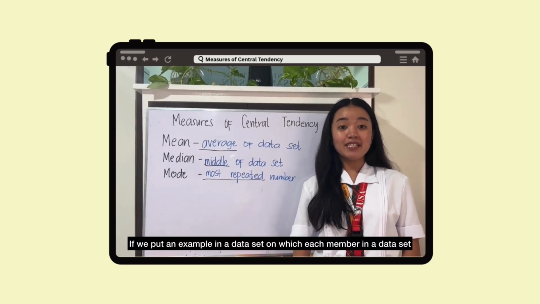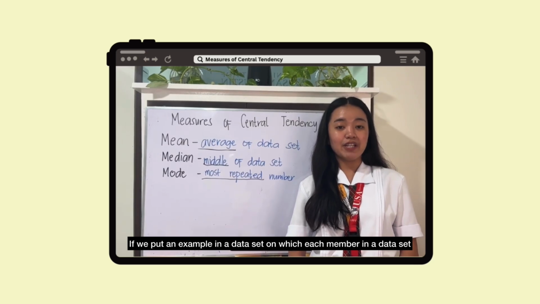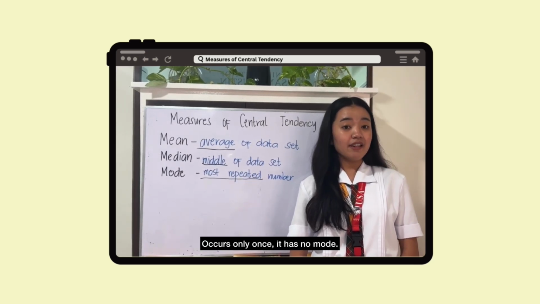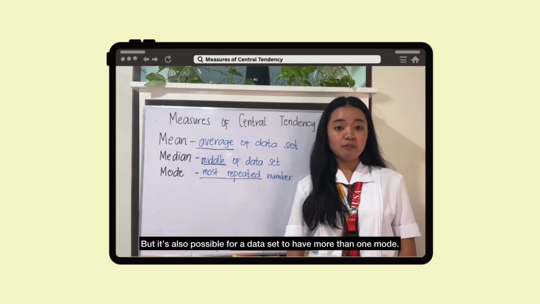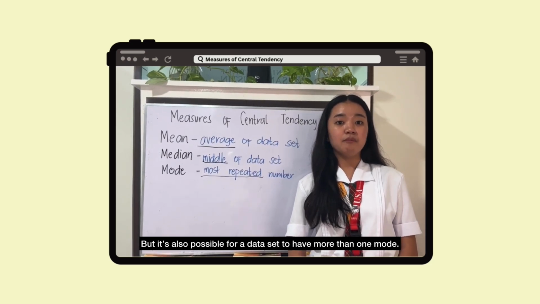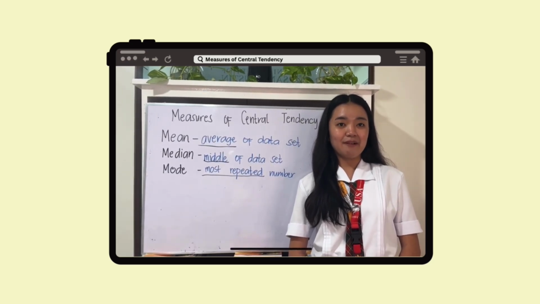If we have a dataset in which each member occurs only once, it has no mode. But it's also possible for a dataset to have more than one mode. Let's visualize it through an example. So, let's have this example.